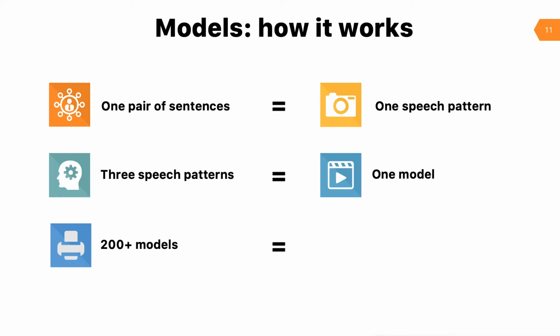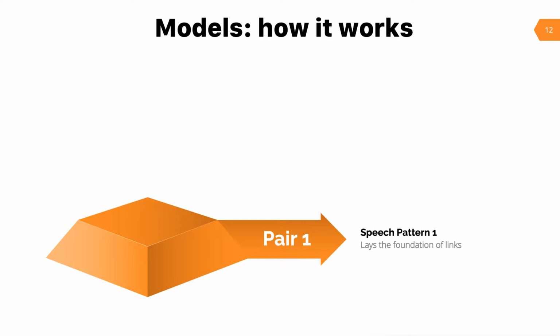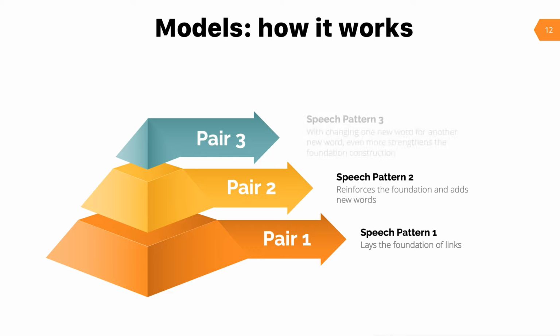All models are combined into one collection. About 200 models, let me remind you, each model has 3 speech patterns. That is about 600 phrases in one collection. Why do we need 3 speech patterns, 3 pairs of sentences in one model? The first speech pattern lays the basis of connections. Remember the painting of the fence. The second speech pattern reinforces this basis and adds new words. And the third speech pattern further reinforces the basis and changes some new words to other new words.